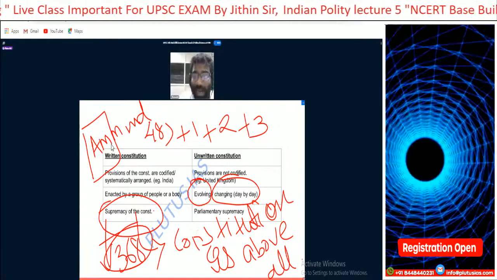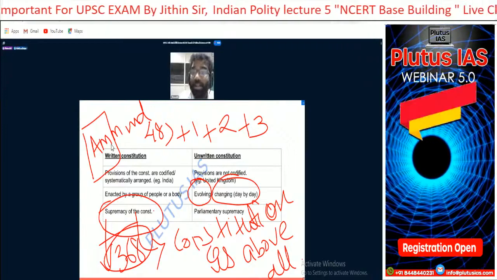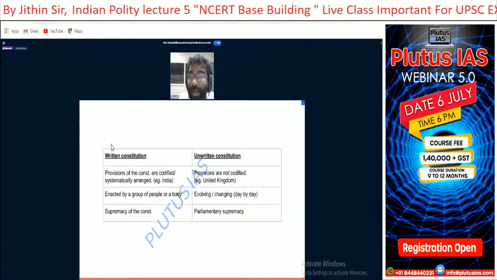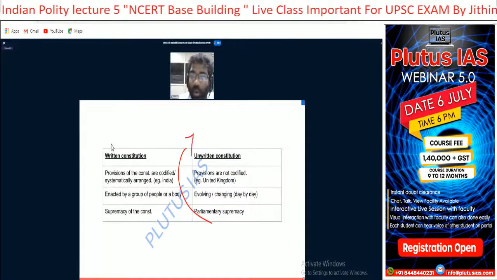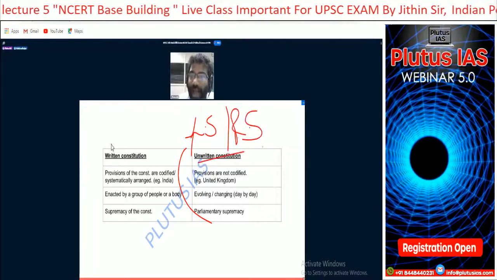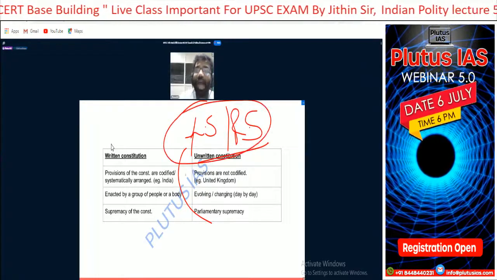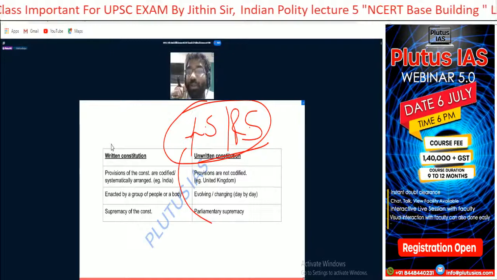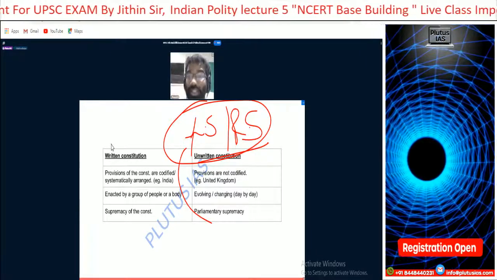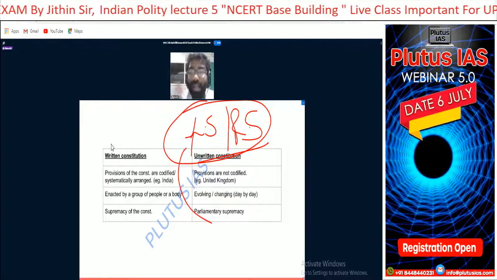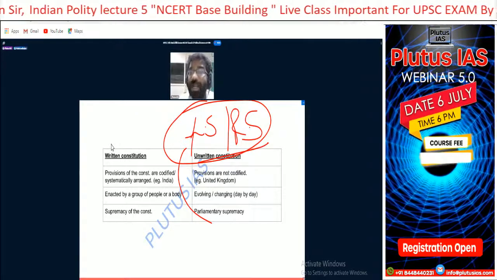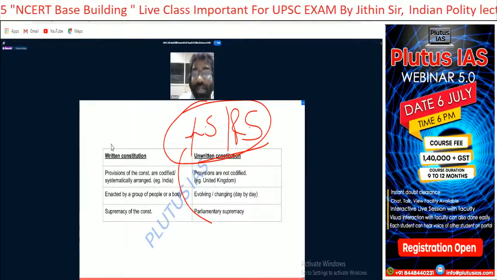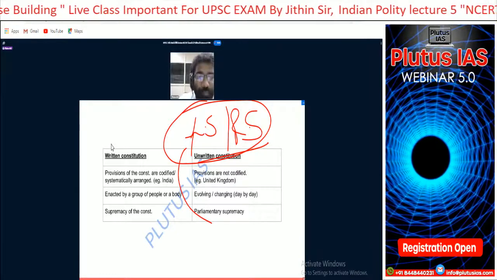Whereas in the case of an unwritten constitution, it is parliamentary supremacy. What do you mean by parliament? Parliament means Lok Sabha and Rajya Sabha in the case of India. That means this parliament can amend the constitution whenever they want. Those countries which have an unwritten constitution, their constitution is at the mercy of parliament. Whenever they want, they can change any aspect of the constitution.